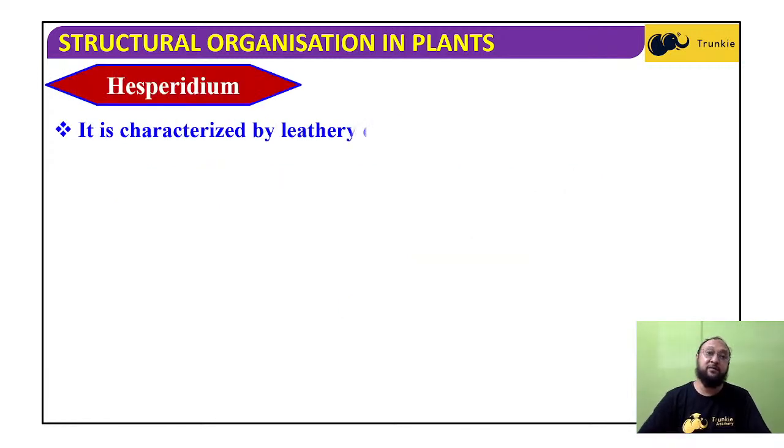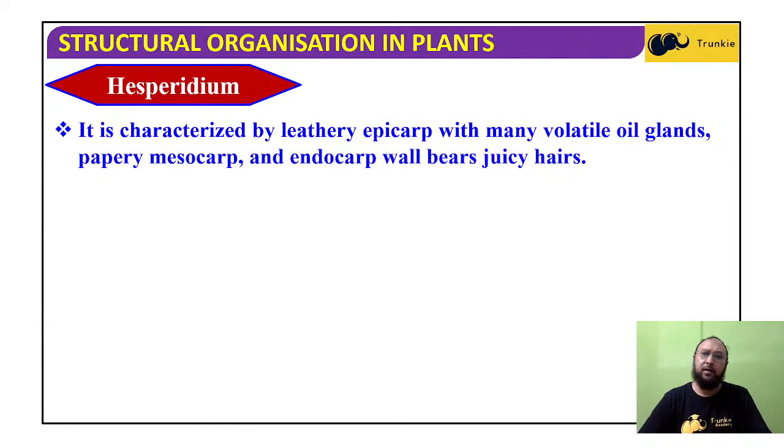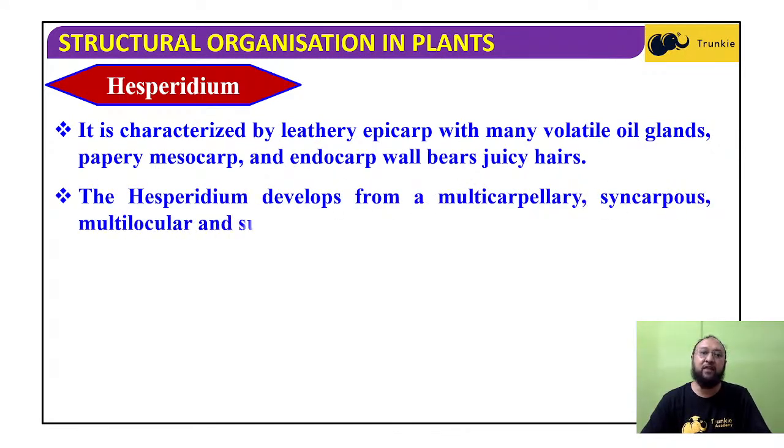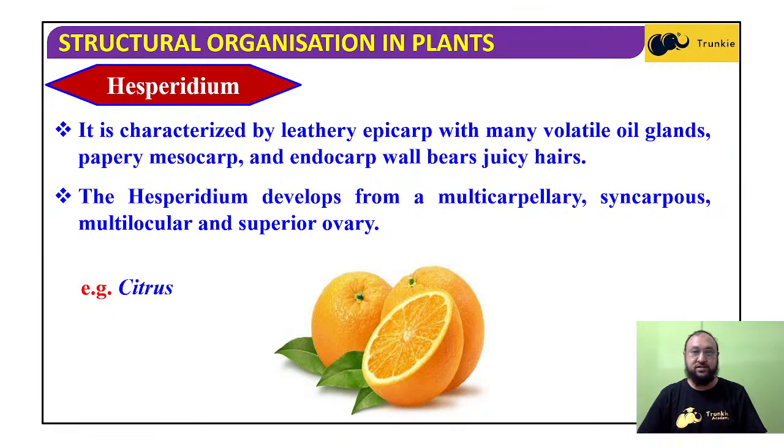Now Hesperidium is characterized by a leathery epicarp with many volatile oil glands, a thin peppery mesocarp, and an endocarp wall that bears juicy hairs, the innermost layer. The Hesperidium develops from a multicarpellary syncarpous, multilocular, superior ovary. I already explained all these terms. There are many chambers for ovules, so there will be many ovules, and it is from a superior ovary, like in citrus.